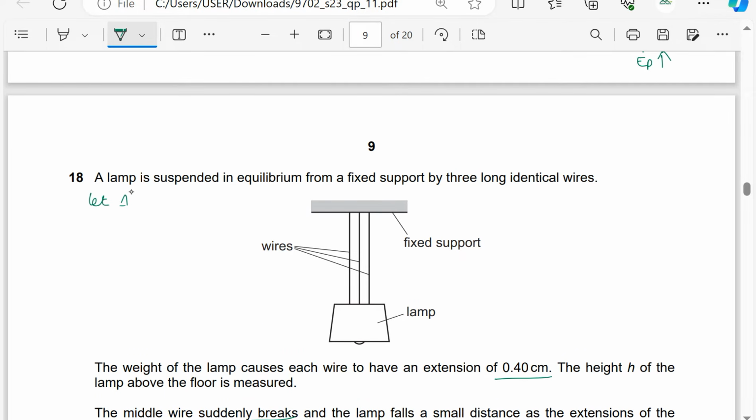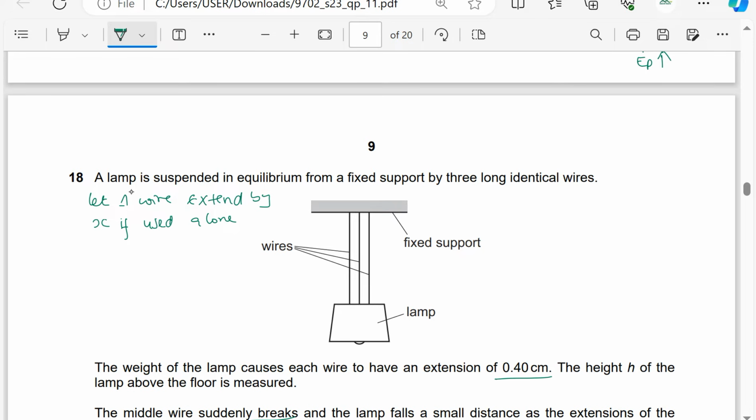Let one wire extend by x if it is used alone. If one wire is used alone, let its extension be x. Now, since there are three, in the formation of solids, you saw a combination of springs.